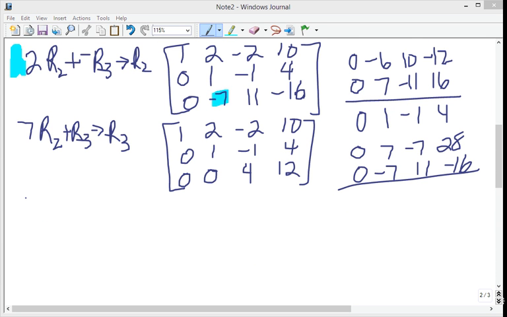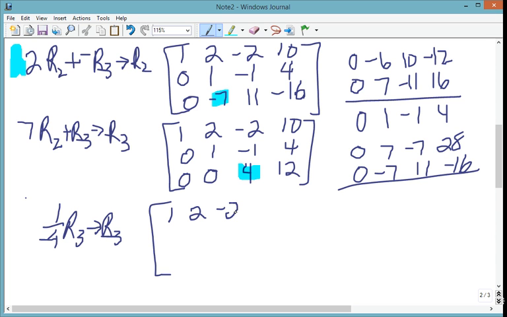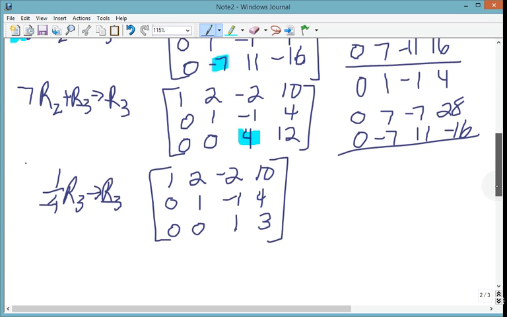All right, the last thing we want to do is get this bottom number here to a 1. Really, there's nothing we can do but just divide. We're lucky though because it will not make a fraction. So I'm going to times the bottom row by 1/4, and that will be my new bottom row. And so that will be 0, 0, 1, 3. Okay. So now we're ready to solve.